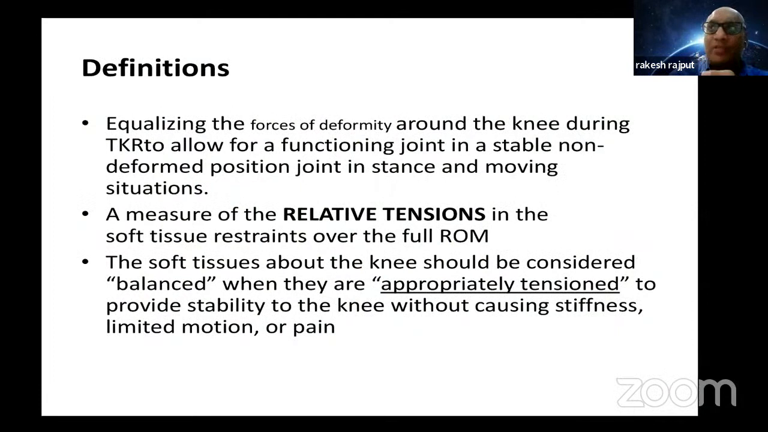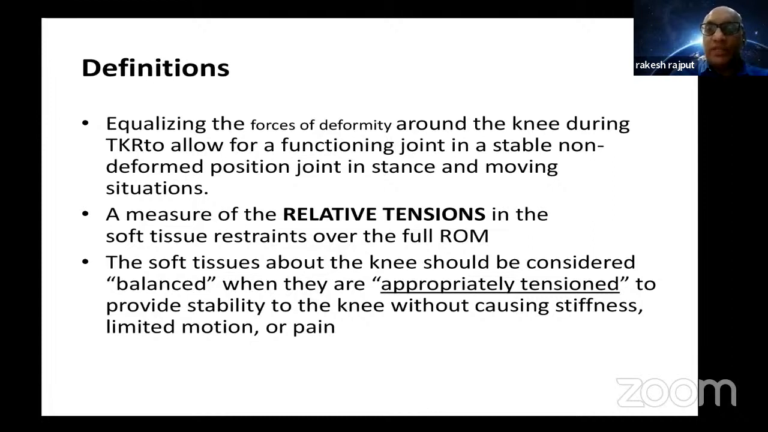We talk about balance. If you ask different surgeons what balance actually means, you'll get very different answers. So what I understand by balance is that you have a soft tissue envelope enough to give you support for all the physiological activities, and it is not tight enough to limit your knee movements or cause pain or give you stiffness. And I think if you can achieve that, that's what is called balance.